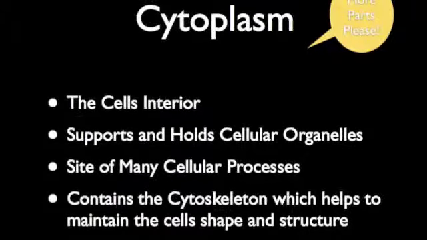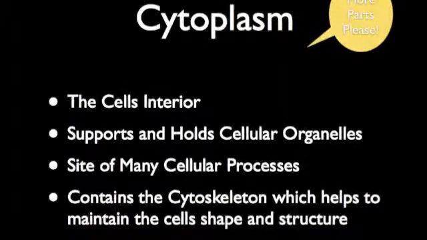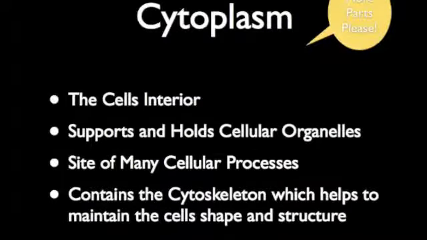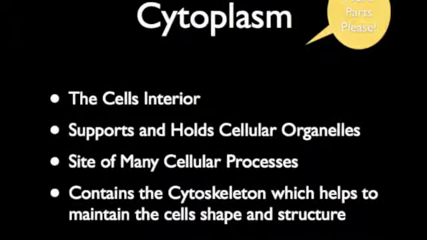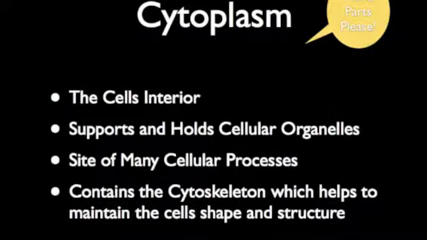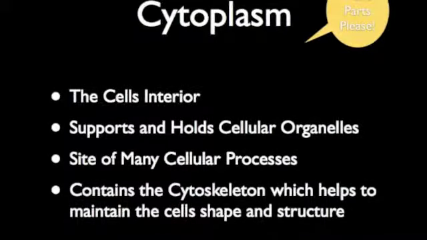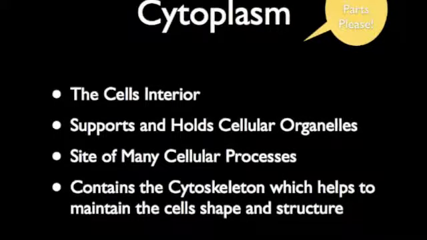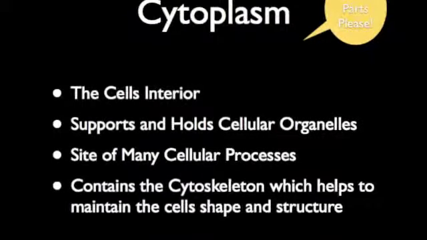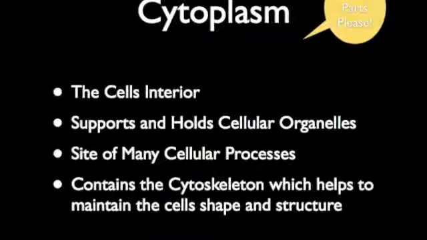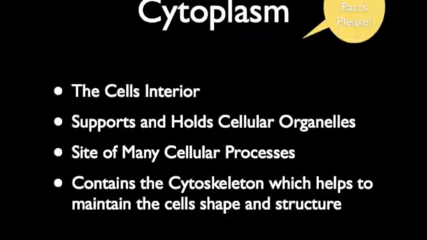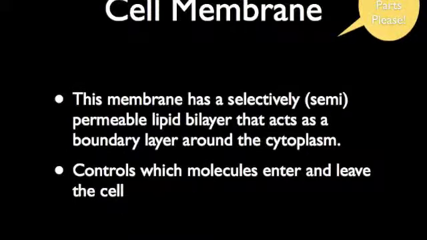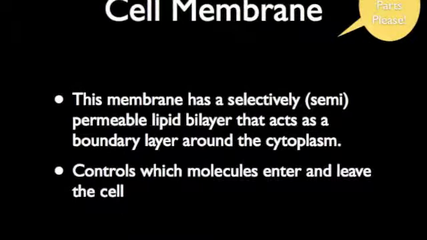The first part we have is the cytoplasm. This is the clear, gelatinous material found inside cells that supports and holds cellular organelles. It is the site of many cellular processes. The cytoplasm contains a cytoskeleton, which helps to maintain the cell's shape and structure. This is found in both animal and plant cells.